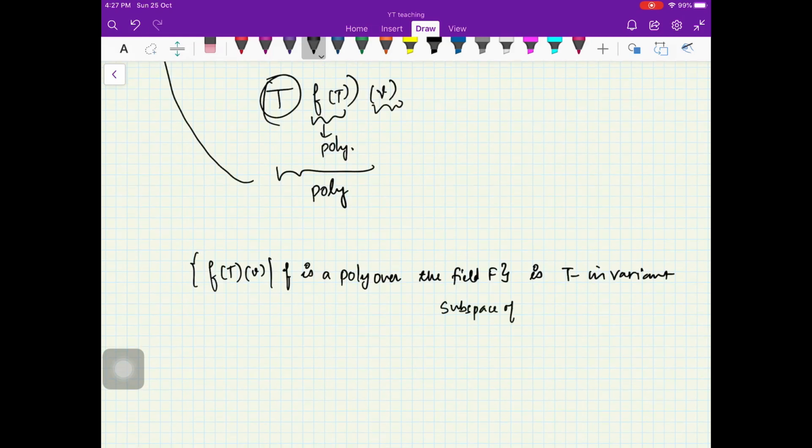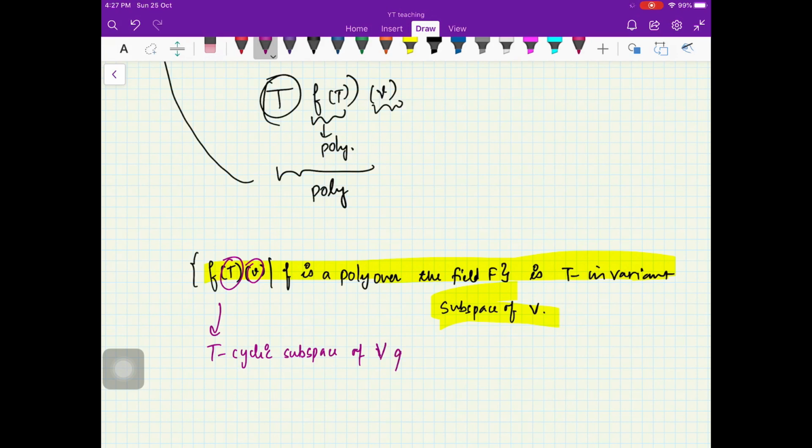Obviously this particular subspace is determined by the fixed v and the fixed T. This subspace is called the T cyclic subspace of V generated by small v, and it is denoted by Z(v, T). So I just gave you the definition of the T cyclic subspace of V generated by v.